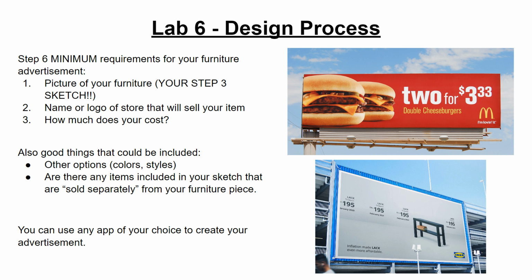So if you look at the 2 examples on the right side of the screen, you'll see the McDonald's one. We see a picture of the product. Okay, so that's most important. We see the McDonald's logo down in the bottom right corner, and then we see that the price is 2 for $3.33. Okay. They also went so far as to put the name of the product on there. So if you want to give your product a name, that's another thing that you could put in there.